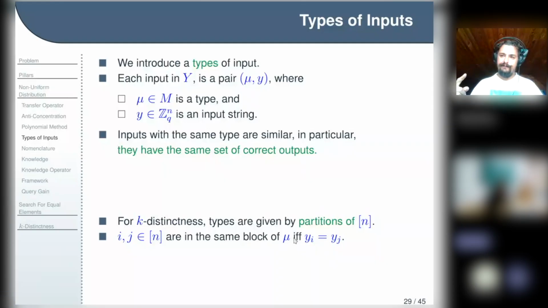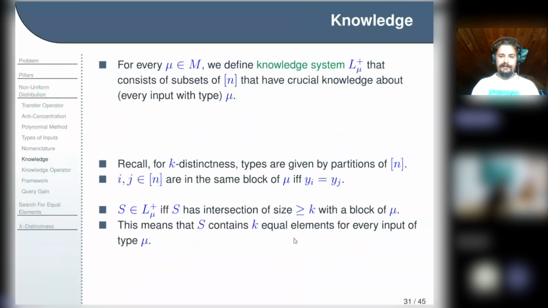You have a property for the block, right? So this is related to the distinctness problem. Can you say a little bit more? Yes, I was just about to state this. Let me go back here. This was just the next point on the slide. The type is as before, just a partition where each block has the same elements with the same value. And now this element S belongs to the knowledge system.